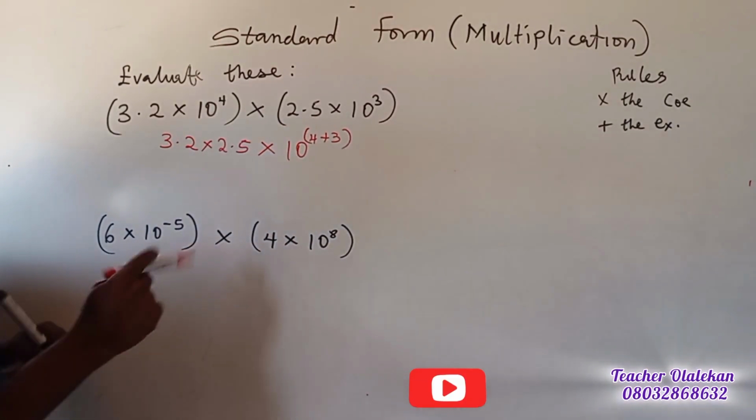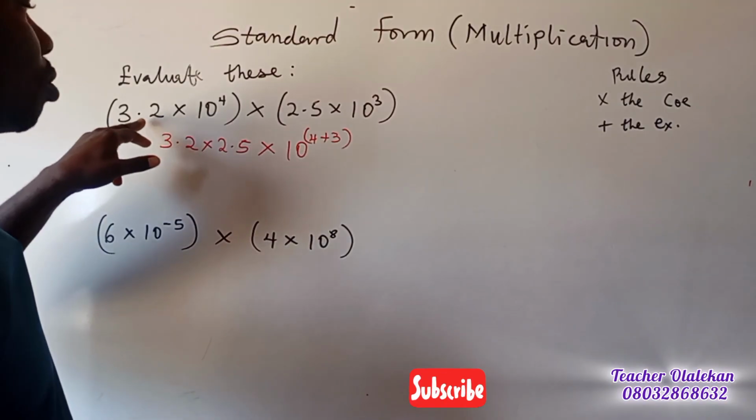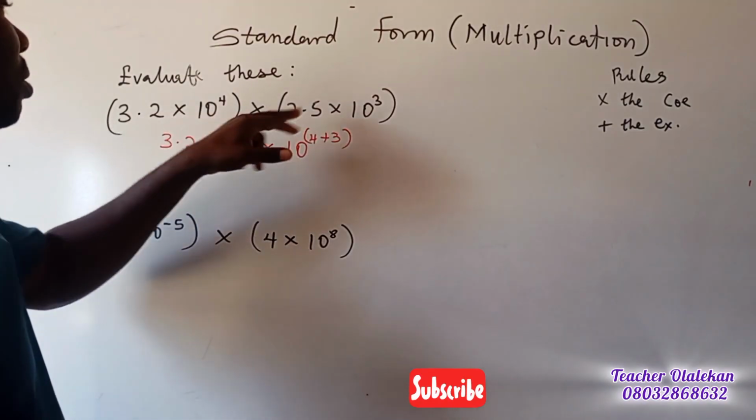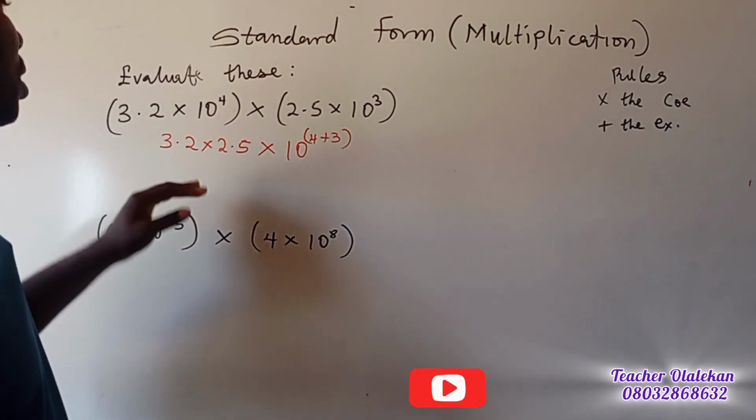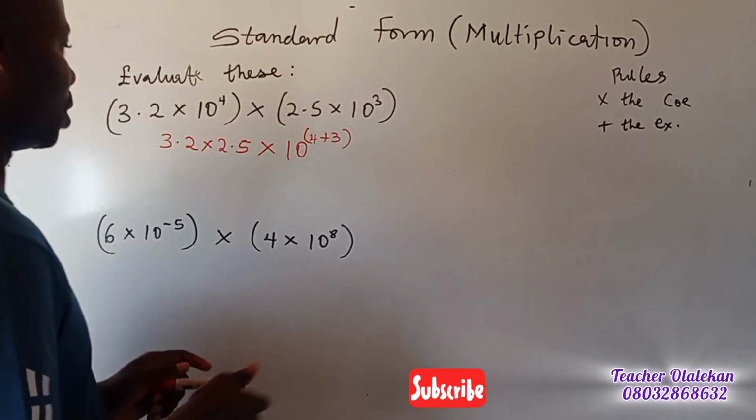You get it now? So that's what you're doing. Meaning you multiply the coefficients, 3.2 times 2.5. Whatever you get, you record that, and you add the exponents, and that gives you the answer. So now let's do the working here.